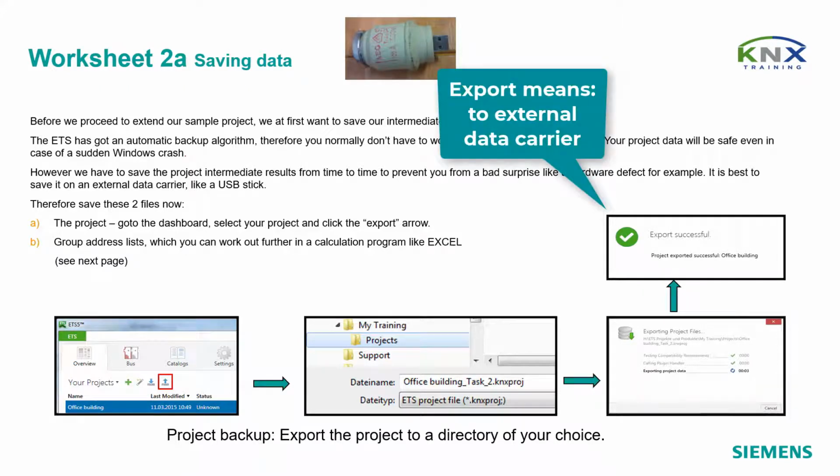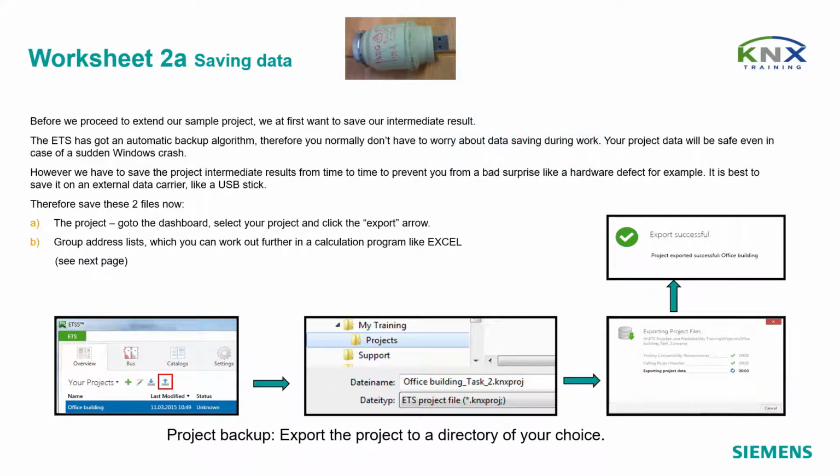However, we have to save the project intermediate results from time to time to prevent a bad surprise, like a hardware defect, for example. It is best to save it on an external data carrier like a USB stick. Therefore, save these two files now. A. The project. Go to the dashboard, select your project and click the export arrow. B. Group address lists, which you can work out further in a calculation program like Excel. See next page.